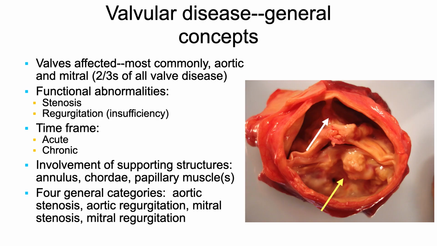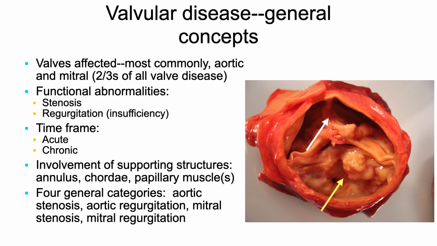So for valvular disease general concepts, for the most part, you're going to talk about the aortic and mitral valve. It says 2/3 of all diseases affect those. Obviously, when you're talking about pediatric, you can have things like tetralogy of Fallot, which is the pulmonary outflow tract. So it's not all, but most of it is. So those are the ones we're going to concentrate on.